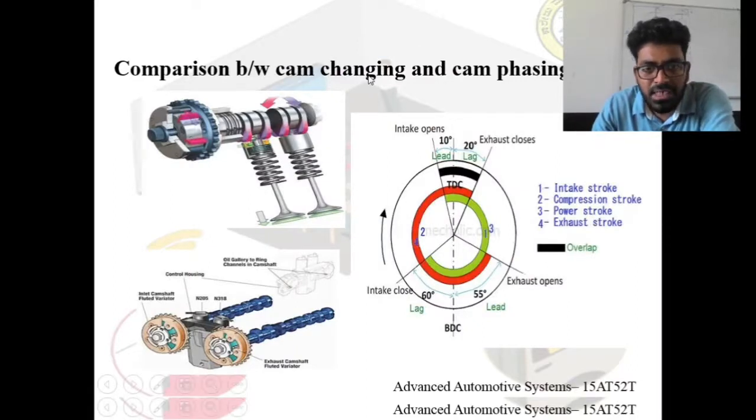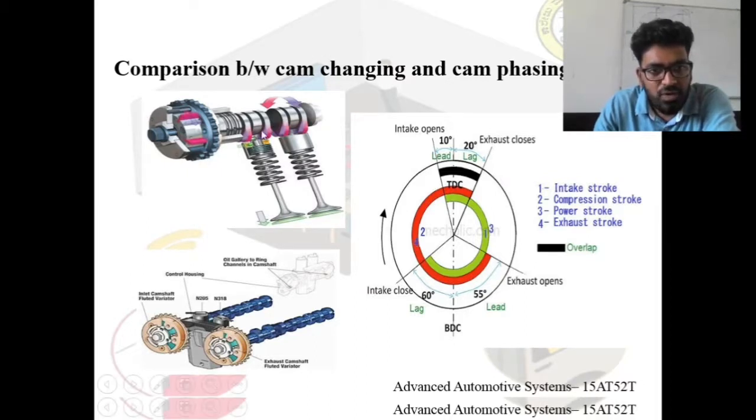Comparison between cam changing and cam phasing VVT. Why do we have to compare? Means which type of variable valve timing is better for the engine. As you can see, this is cam changing VVT, and this is cam phasing VVT. Here for cam changing VVT, there are two or three cam profiles for single valve operation. For one valve operation, they are using two or three cam profiles, means one or two different sizes of cam profile, but here they are using only one profile for one valve operation.